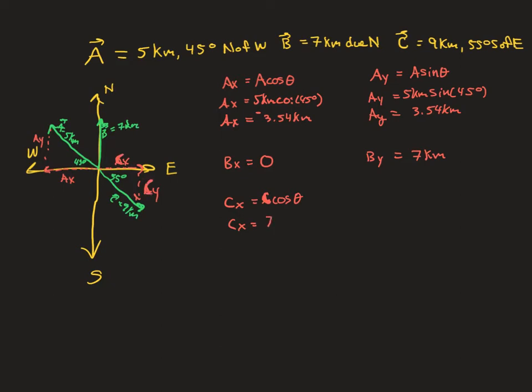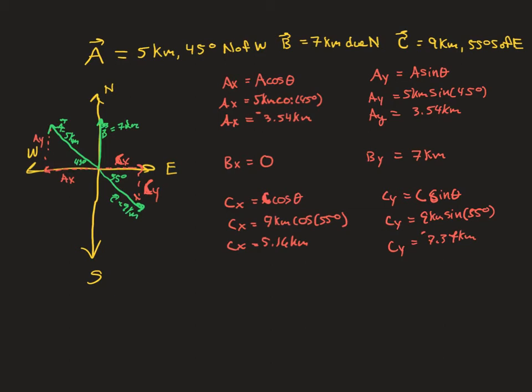So we're going to say 9 kilometers times the cosine of 55 degrees. And that is going to equal 5.16 kilometers. And that's pointing in the positive x, so I don't have to worry about the sign. And then we're going to say c of y is equal to c times the sine of the angle, because the y component is opposite to the angle provided. And so we're going to do our 9 kilometers times the sine of 55 degrees. And that's going to give us 7.37 kilometers. And since that's pointing in the negative y direction, we're going to put a minus sign out front.